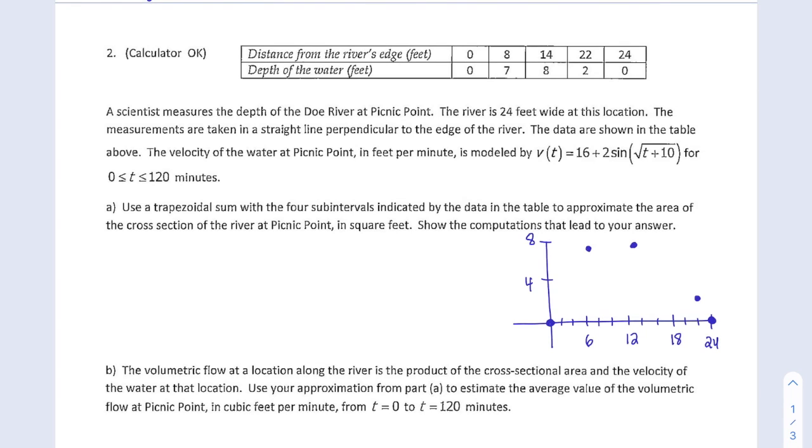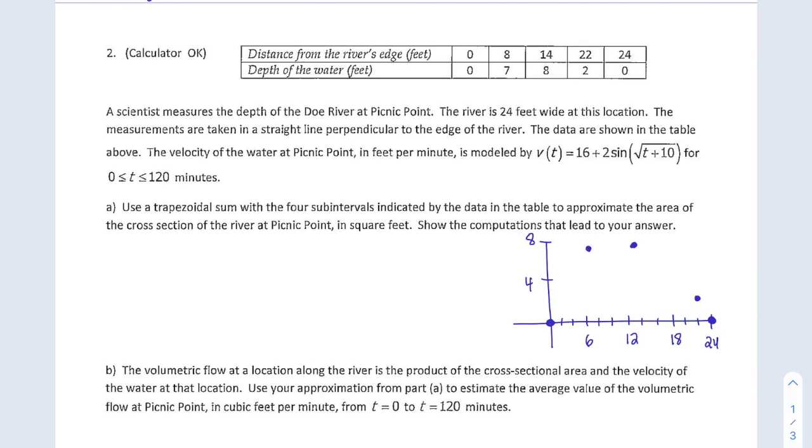The velocity of the water at Picnic Point in feet per minute is modeled by V of t, which equals 16 plus 2 sine of the square root of t plus 10, for 0 to 120 minutes. Part A. Use a trapezoidal sum with 4 subdivisions indicated by the data in the table to approximate the area of the cross-section of the river at Picnic Point in square feet. Show the computation that leads to your answers.